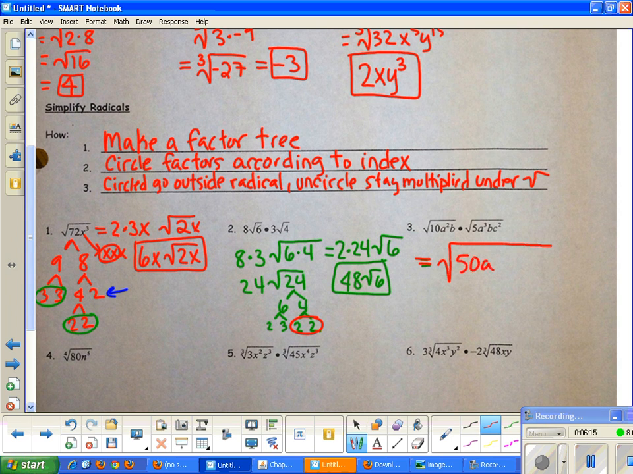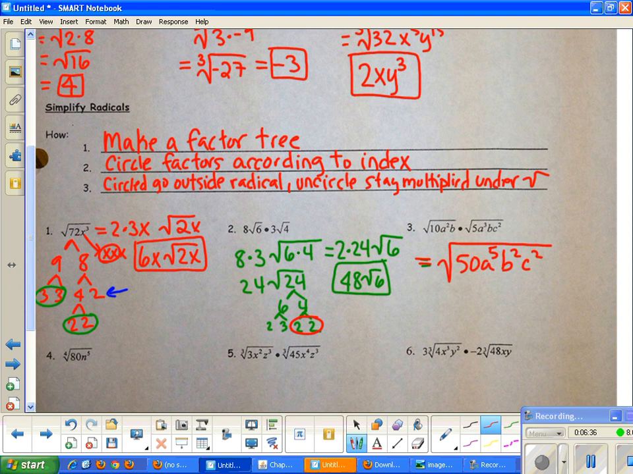And remember when we multiply variables, you add the exponents if they have the same base. So this would be a to the 3 plus 2, which is a to the 5th. And then you have b to the 2nd power, because this is b to the 1st plus b to the 1st. So 1 plus 1 is 2. And then c squared.